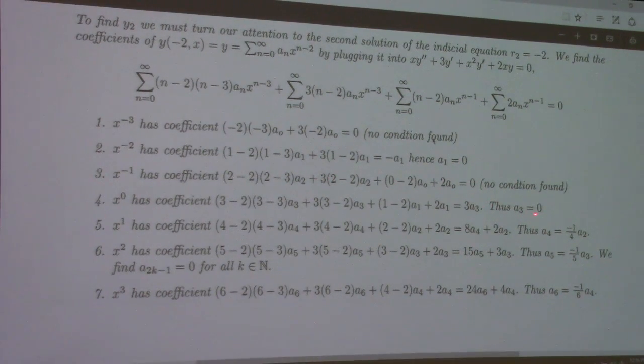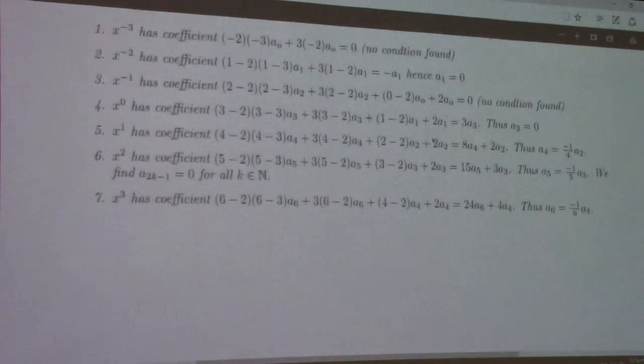This one forces A3 to be 0. This one links A4 to A2. This one links A5 to A3, A6 to A4. And if we had been going through the other case more slowly, you'd recognize these, but you notice the A3 is 0, so that's 0, right? So the evens will be linked. The odds are all 0. A sub 0 is sitting there by its lonesome. So let's summarize what happened here.